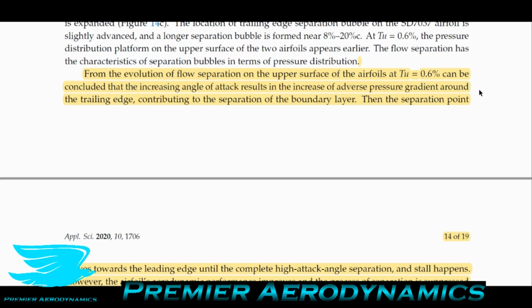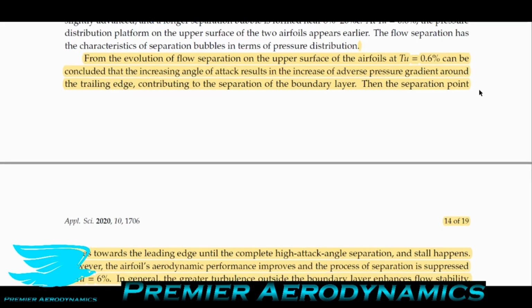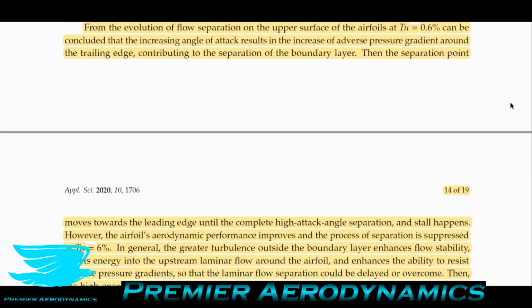So now let's move on again a little bit to another aspect of these turbulence densities. They say from the evolution of flow separation on the upper surface of the airfoils at turbulence density of 0.6%, it can be concluded that the increased angle of attack results in the increase of adverse pressure gradient around the trailing edge, contributing to the separation of the boundary layer. So that's obvious. When you increase angle of attack, the adverse pressure gradient increases.